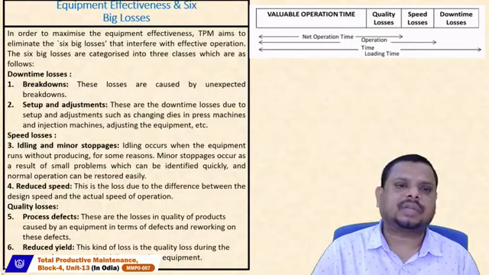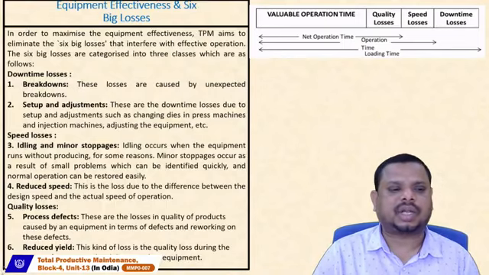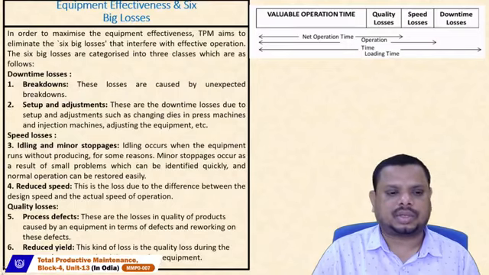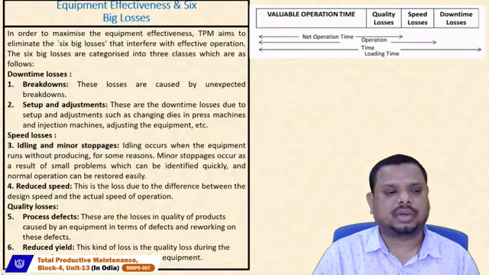The second class is known as speed losses. Under speed losses, the first one is idling and minor stoppage. Idling occurs when the equipment runs without producing, and minor stoppage occurs as a result of small problems which can be identified quickly and normal operation can be restored.